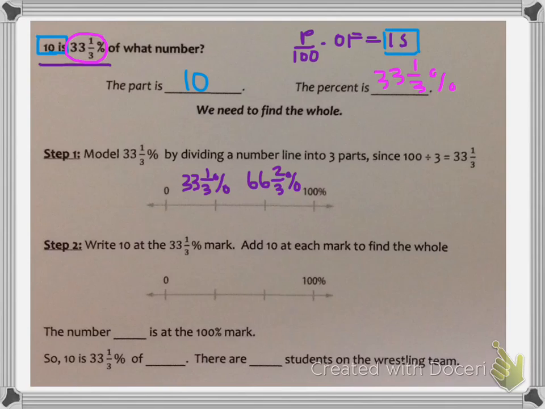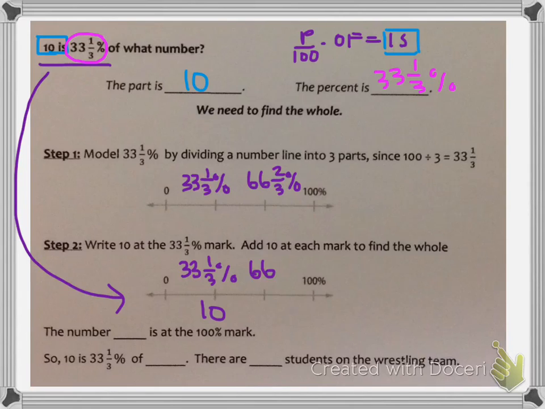Step 2 says write 10 at the 33 1/3% mark. So again, we need to make sure that our number line is labeled 33 1/3%, and it says write 10 at the 33 1/3% mark. So I'm going to write 10 there because we saw here that 10 is 33 1/3% of something. So that's where I got that number from. And then it says add 10 at each mark to find the whole.